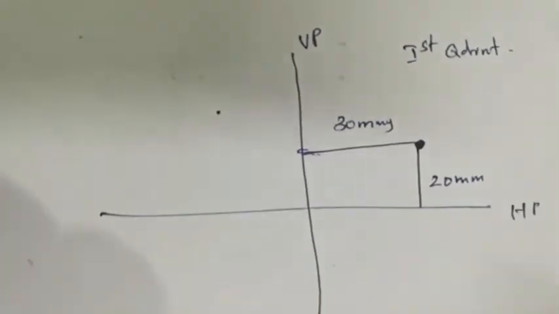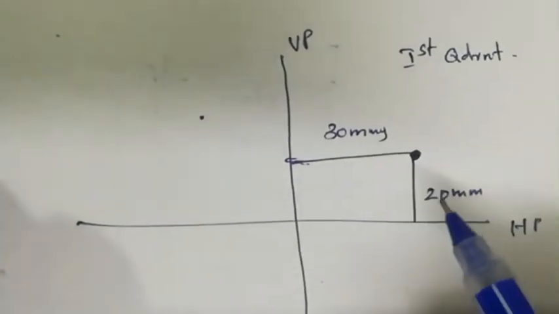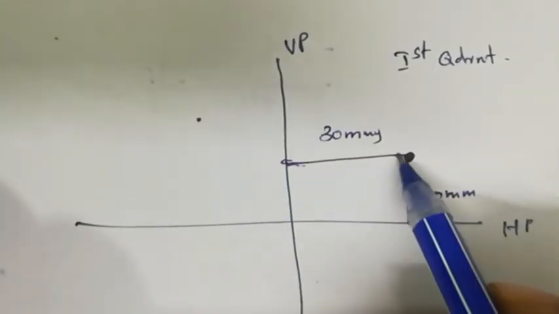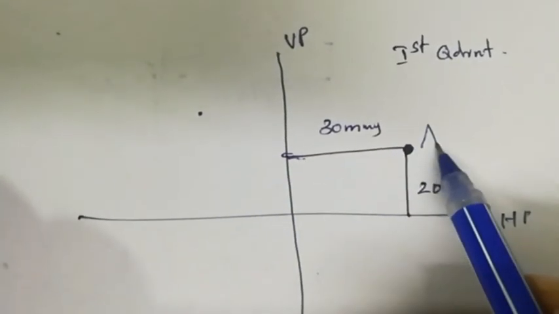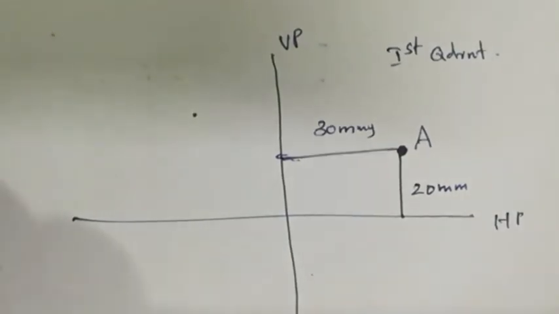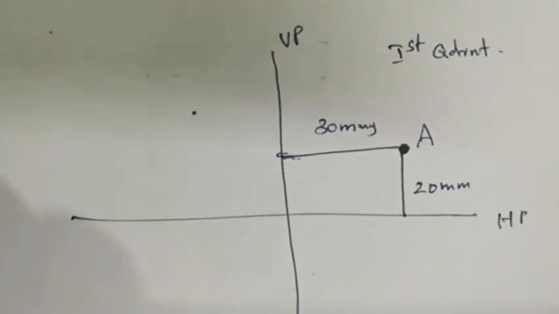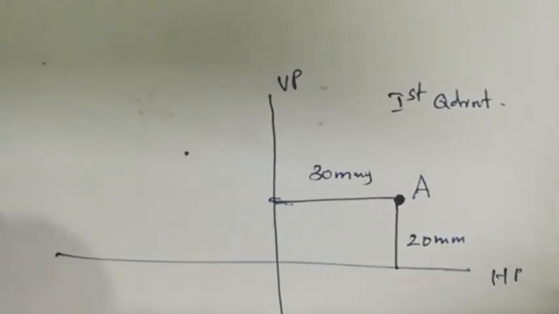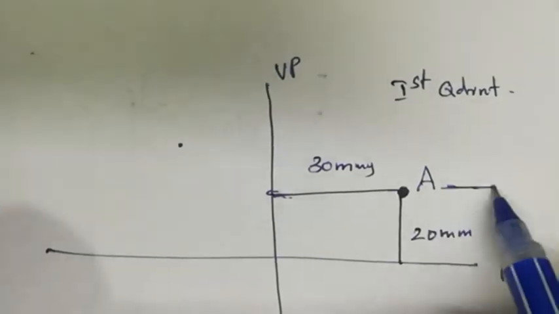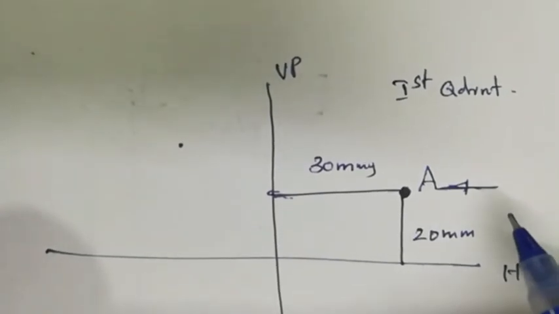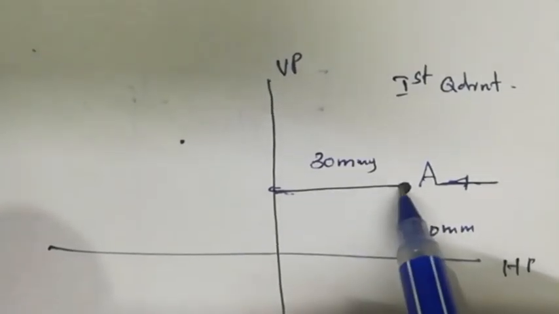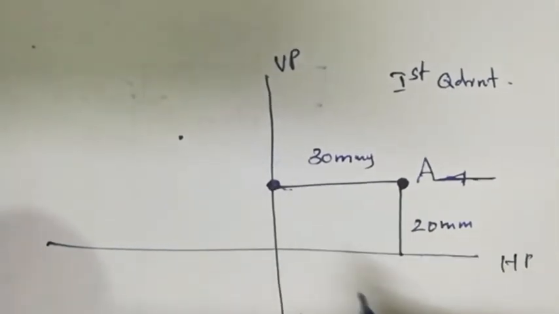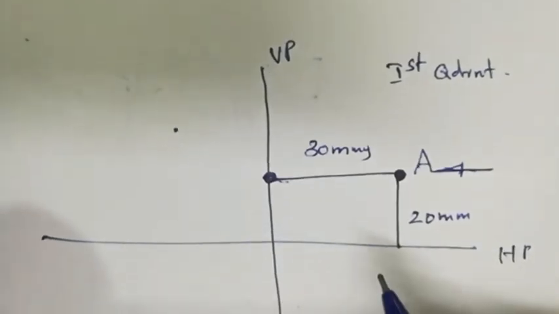Now think that the point is in the first quadrant, 20 mm above HP and 30 mm in front of VP. The point is here, let it be capital A. A point can be designated using a capital letter. Now let us obtain the front view. The person will be looking in this direction, so its projection will be obtained here on the vertical plane. This is the vertical plane.